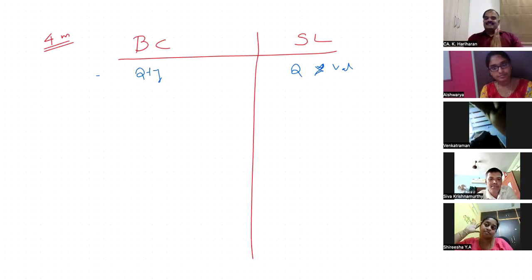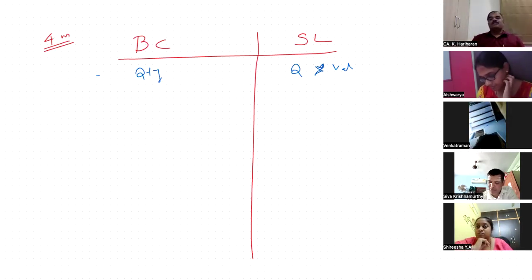Now we can see the difference between bin card and the stores ledger. Shall I go for bin card and the stores ledger? You know the first difference. What is the first difference? Bin card represents quantity. Stores ledger represents both the quantity and value.